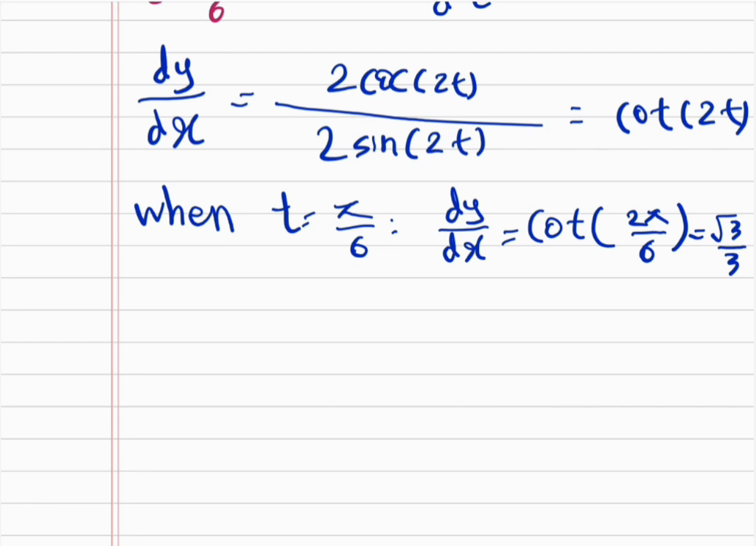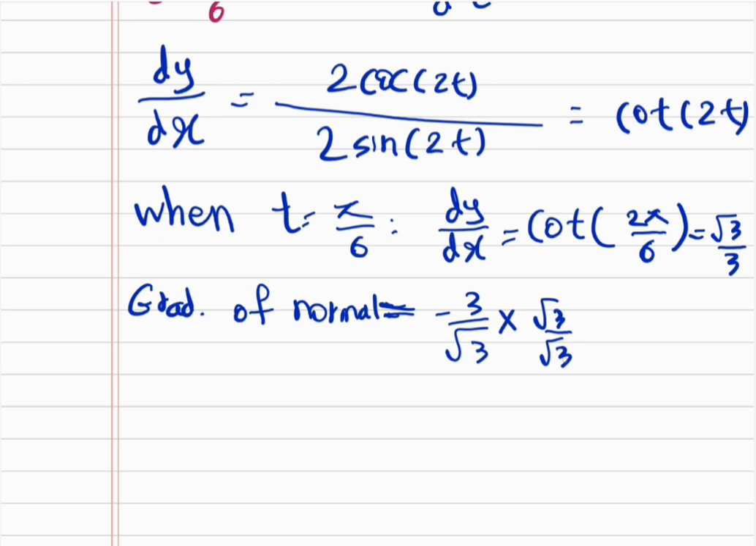So the gradient of the normal is the negative reciprocal of the gradient of the tangent line. So the gradient of the normal line is just equal to the negative reciprocal of this, which is minus 3 over root 3. And we can rationalize the denominator. We get minus 3 root 3 divided by 3. Simplifying, we get minus root 3. So minus root 3 is the gradient of the normal.